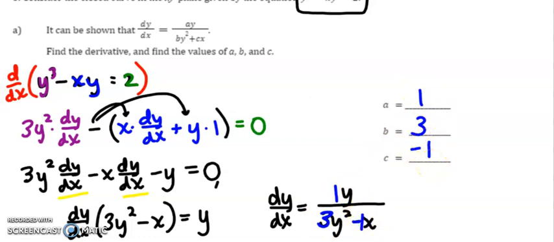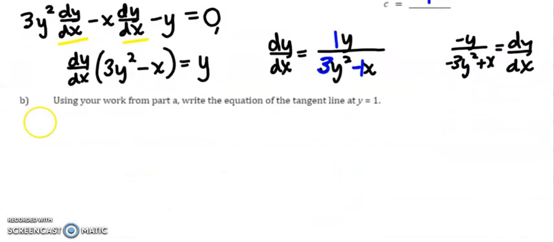Now, if you chose to move your dy dx's to the other side, that's fine. You may have ended up with -y over -3y squared plus x, and that's okay. You would have some different numbers than I do, but I still looked for that in terms of giving you credit, because those are mathematically equivalent statements.